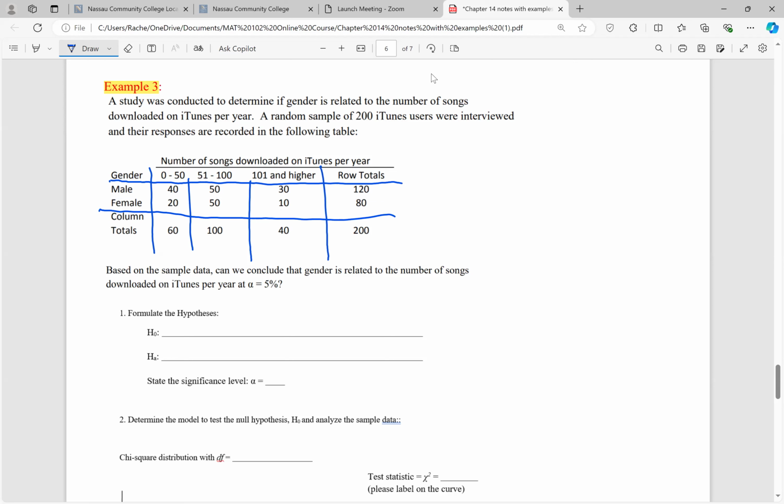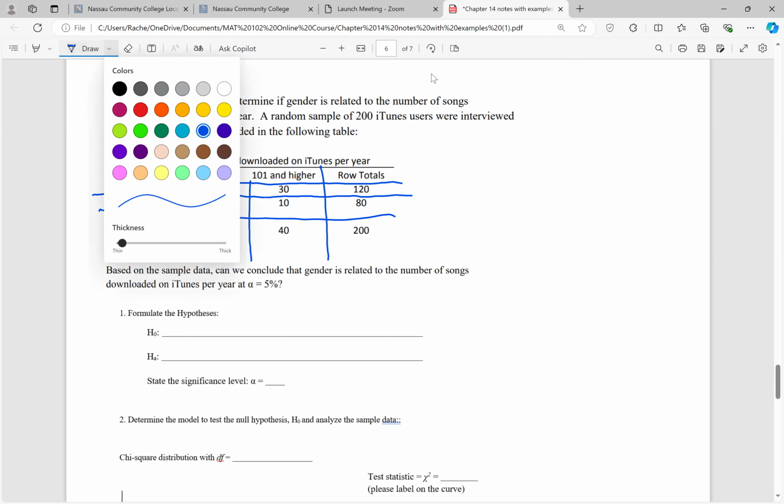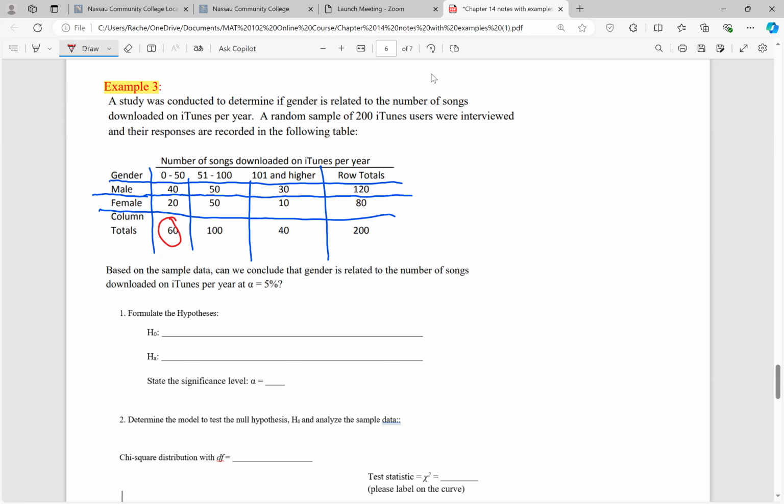I just don't want to cover the numbers. So now we can differentiate where the actual observations are versus the column and the row totals. Sorry, there's a lag with the pen. There we go. So this is what I mean. Here are the column totals, and these guys are the row totals. And that adds up to the 200 people that there were all together.